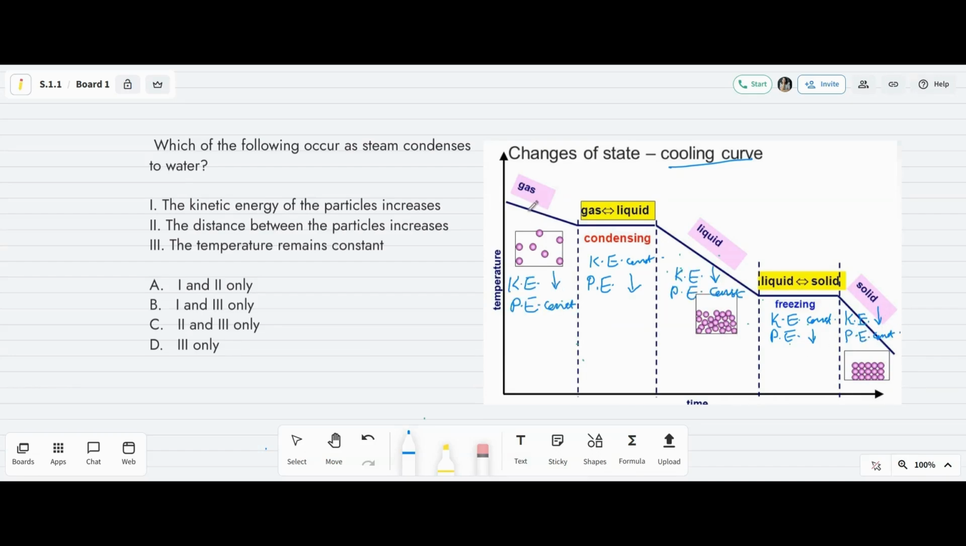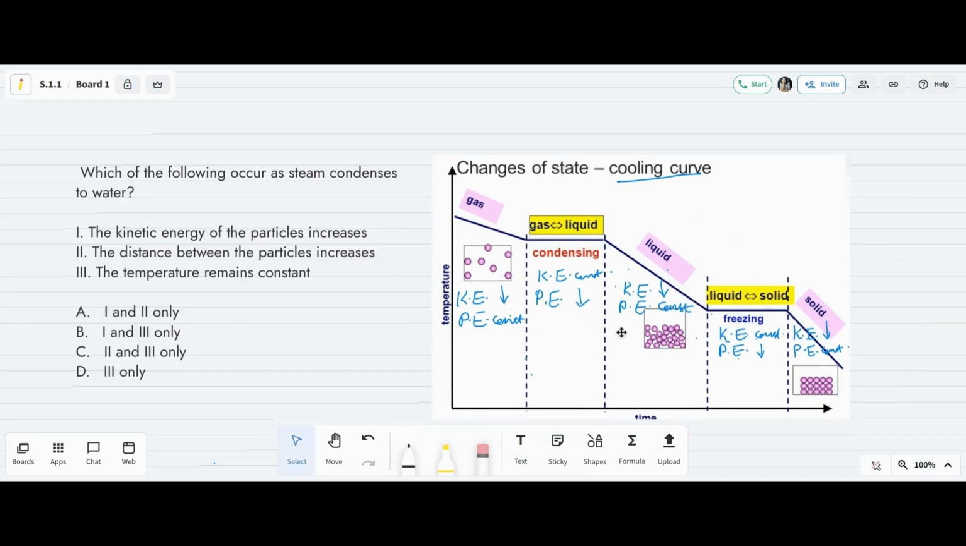If you observe the pattern in a cooling curve, the energies are either decreasing or staying constant. If there's a phase change, kinetic energy is always constant. And when temperature decreases, kinetic energy is decreasing.